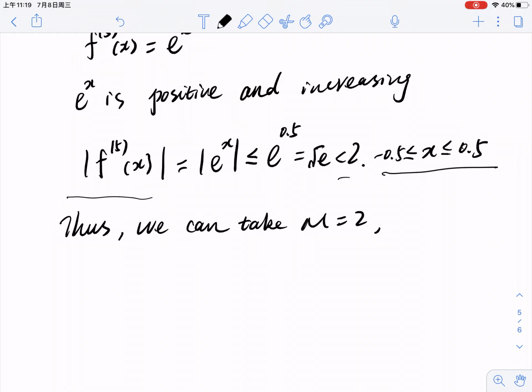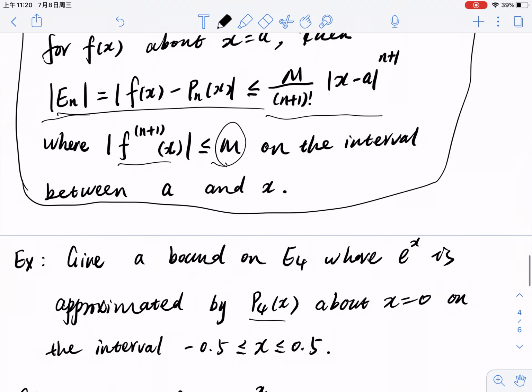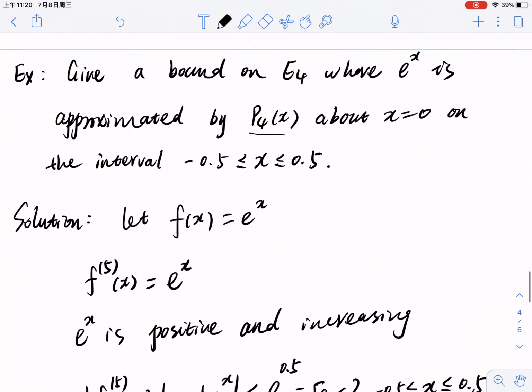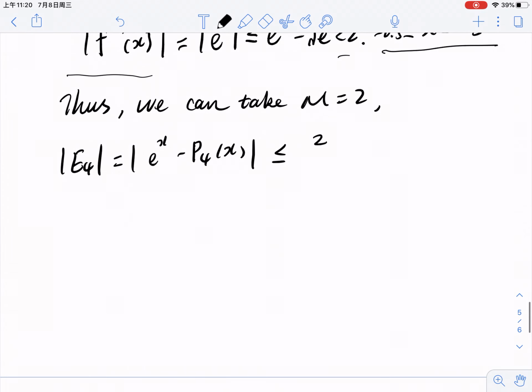which gives the absolute value of E_4, which is the absolute value of e^(2x) minus P_4(x), less than or equal to M over (n+1) factorial. So it's 2 over 5 factorial, then the absolute value of x to the 5, with x between negative 0.5 and 0.5.